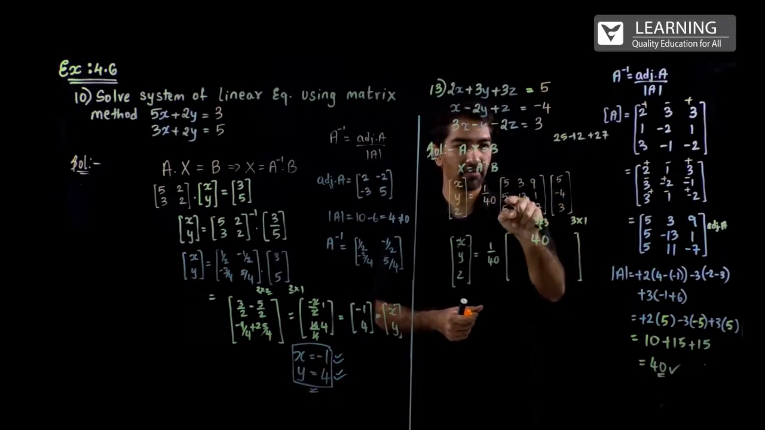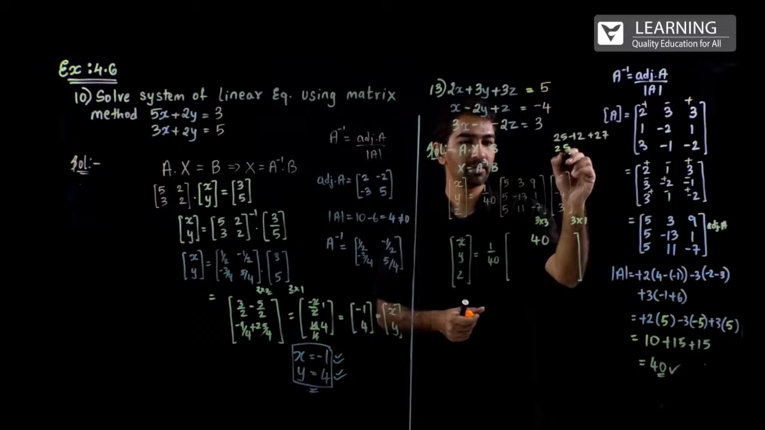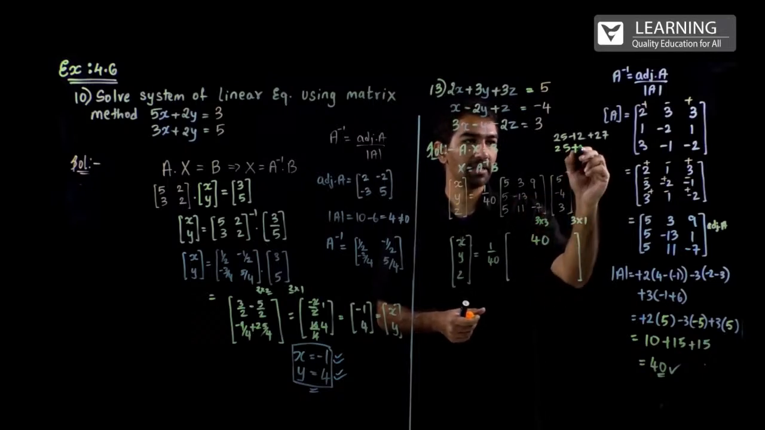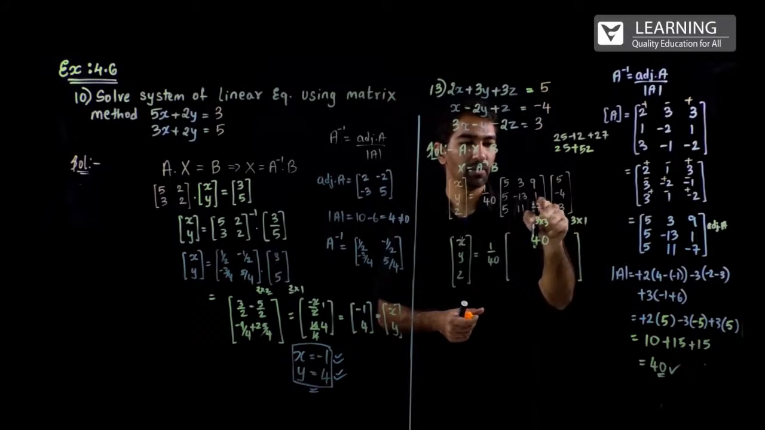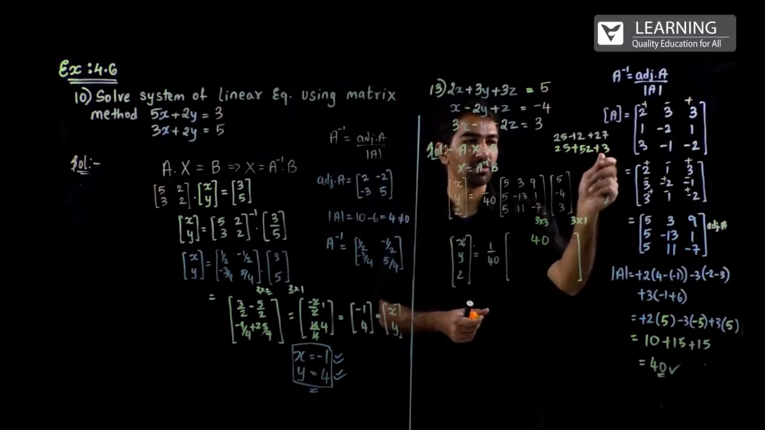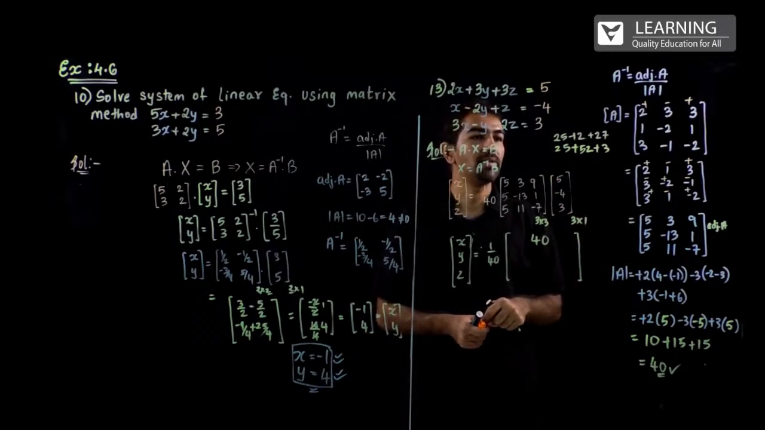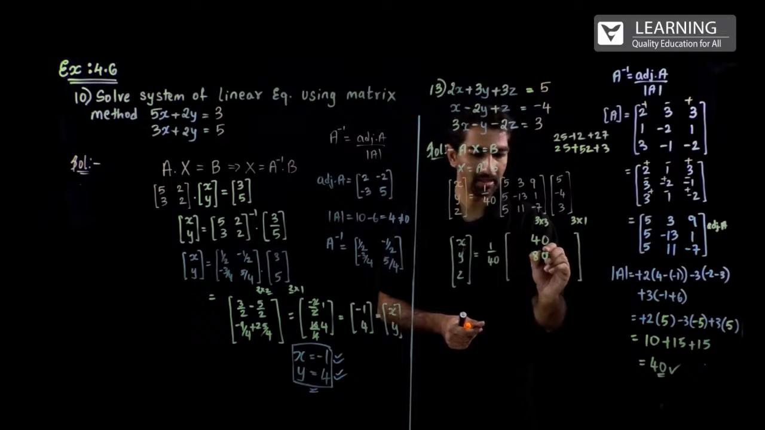Second row into second column. Now 5 5s are 25. Minus 13 into minus 4, so minus into minus will become plus, right? So we'll write plus. 4 3s are 12, so this is becoming 52. Okay. 1 into 3 is plus 3 again. So add this up, 25 plus 52, how much? 77. 77 plus 3, 80. Right? 80 as it is.